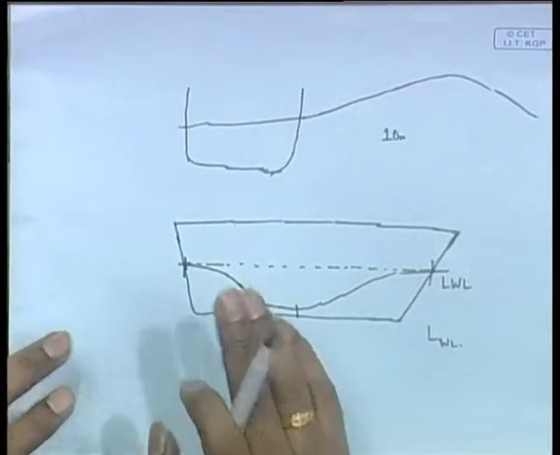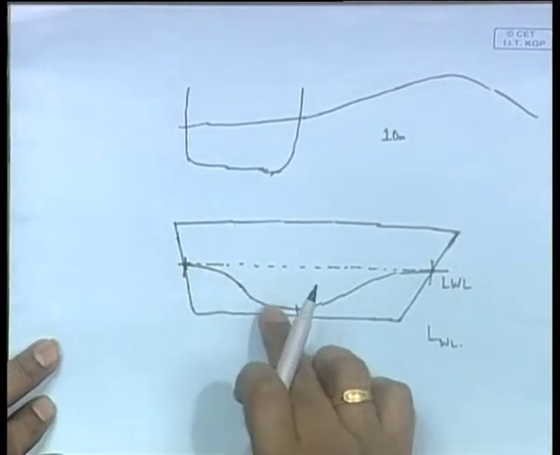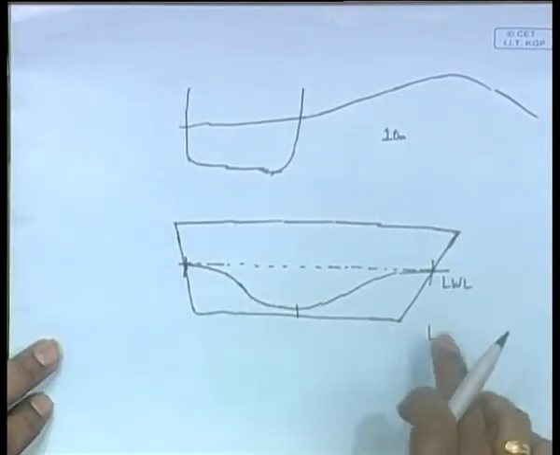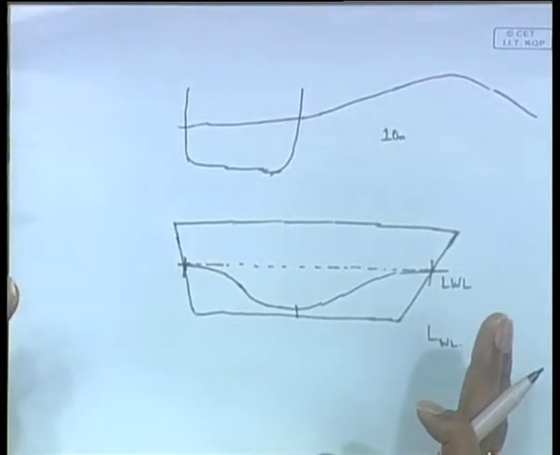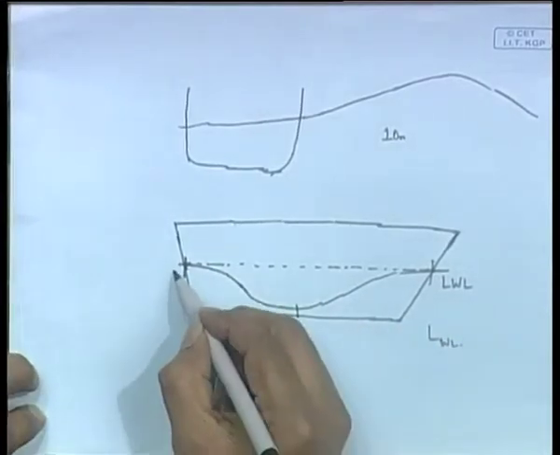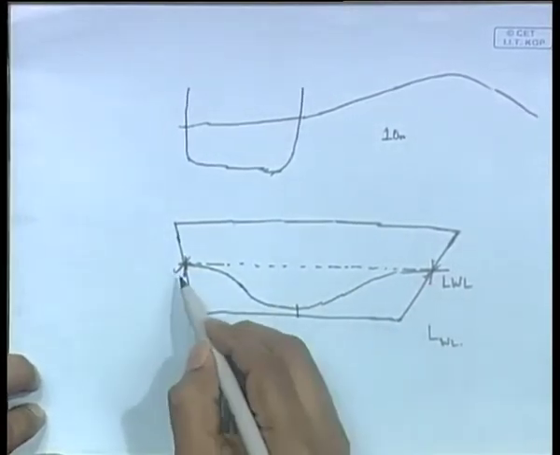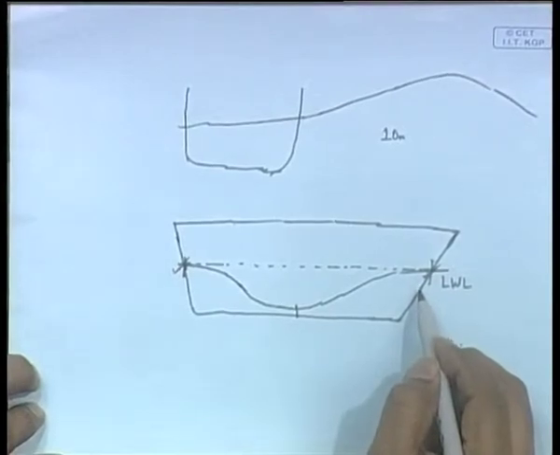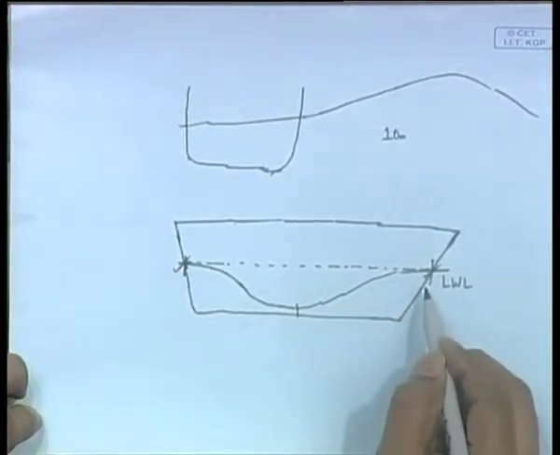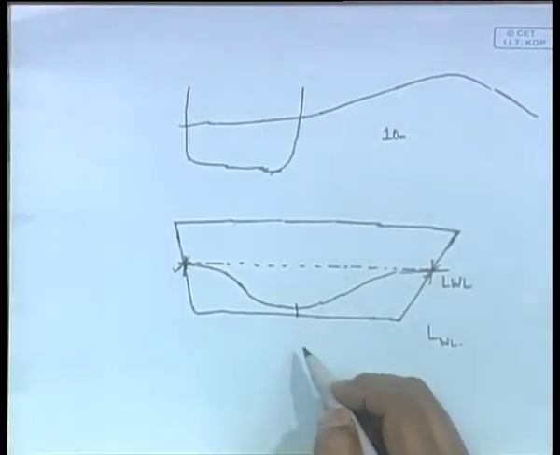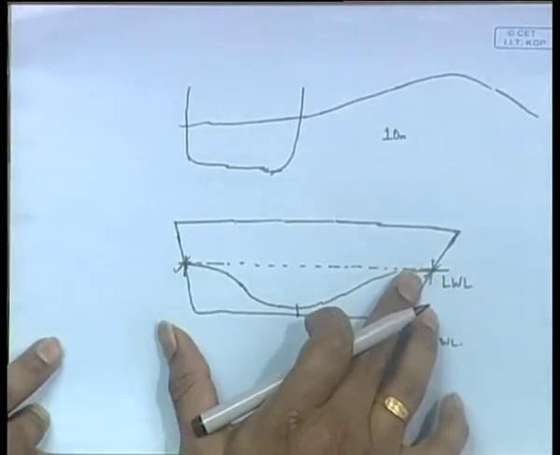Now, what we are going to assume in our analysis is that the length of the ship, the length of the water line, is equal to the wavelength. You know that wavelength is defined as the distance between two successive crests. This is a crest, this is a crest. So this distance, LWL, the length of the water line, is the distance between two successive crests, and you have the trough at the midship section. This is the condition that we are going to study.